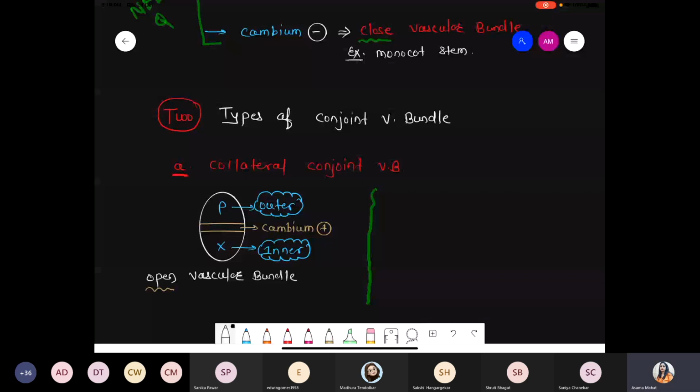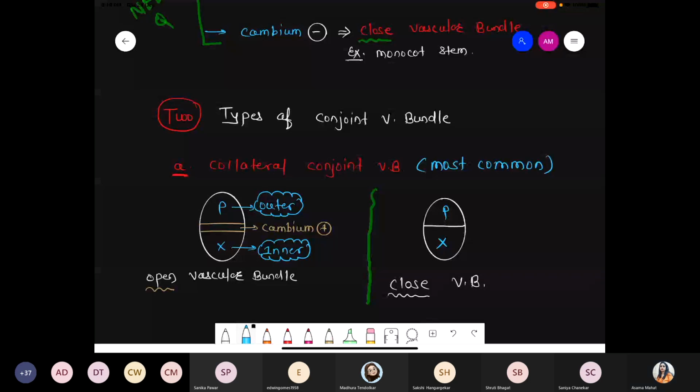Now immediately compare this point with the closed vascular bundle. In closed, what will happen? Cambium is absent. It means there are exactly two compartments. Towards the outer side, phloem is present. Toward the inner side, xylem is present. But cambium is absent. Such a vascular bundle is called a collateral conjoint vascular bundle, and these are the most common vascular bundles present in stem as well as leaf.